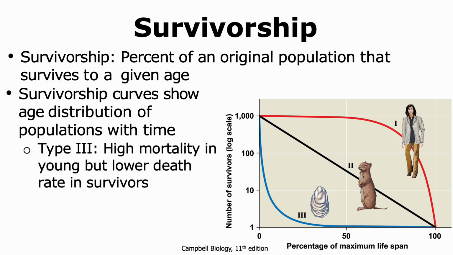In the case of type 3 survivorship curves, we're able to see a high mortality in the young organisms, but as they get older, there is a lower mortality rate. This could happen because there are many offspring that are born, and hence their mortality tends to be higher because the parents do not provide as much care since there are too many progeny.